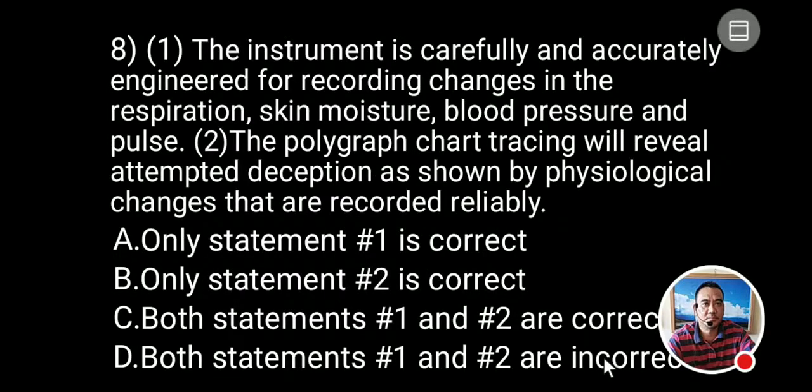Next, number 8. Statement 1. The instrument is carefully and accurately engineered for recording changes in the respiration, skin moisture, blood pressure, and pulse. Statement 2. The polygraph chart tracing will reveal attempted deception as shown by physiological changes that are recorded reliably. Letter A. Only statement 1 is correct. Letter B. Only statement 2 is correct. Letter C. Both statements 1 and 2 are correct. Or letter D. Both statements 1 and 2 are incorrect.